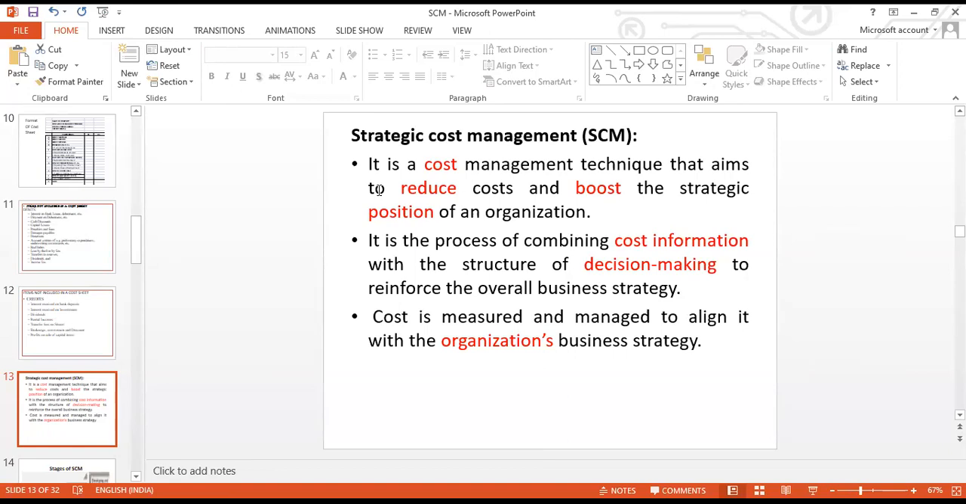Getting this? So strategic management में हम लोग क्या work कर रहे हैं, we are trying to find the cost reduction techniques, cost reduction techniques due to which overall cost of production will reduce.